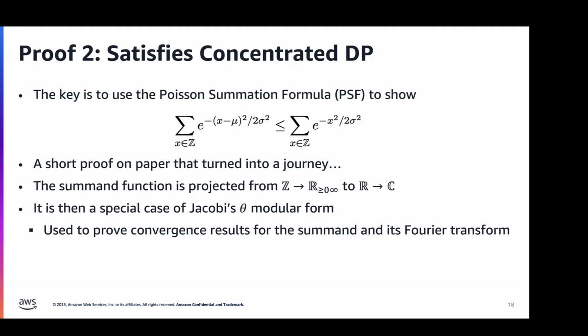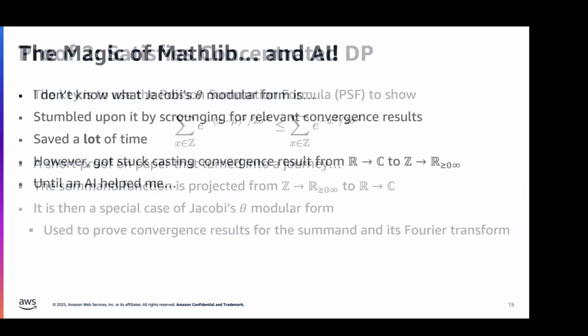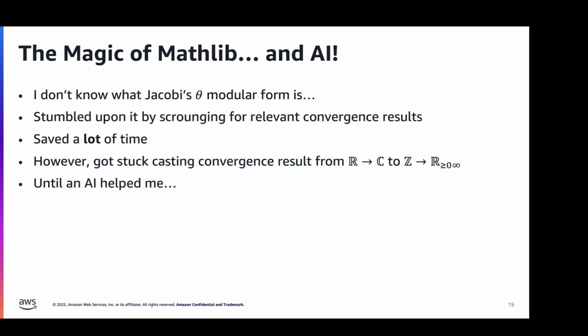In particular, we use a special case of the Jacobi theta modular form to show all kinds of convergence results for the summand and the Fourier transform. And we do this because there are results in Lean about this. And to me, that sounds pretty fancy. But what's interesting about that proof isn't mostly what I just said, but it's actually that I don't know what the Jacobi theta modular form is.